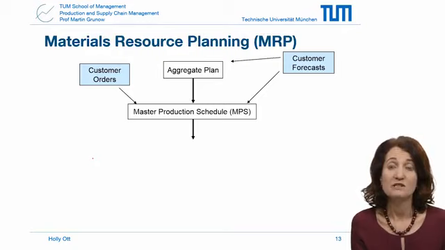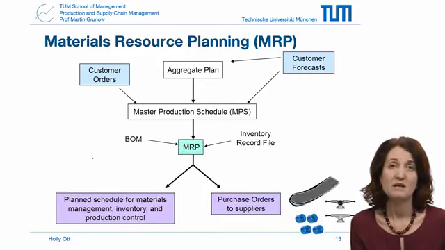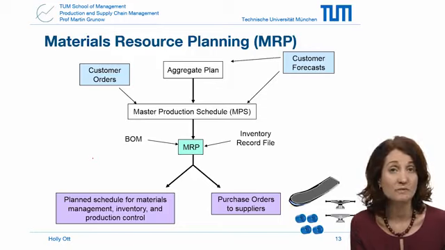From the master production schedule, we can finally decide what materials need to be ordered and when, and this is the role of material resource planning, or MRP. Material resource planning takes the master schedule and develops a detailed timetable for ordering the bill of materials, or the BOM, the items that go into making the product as we showed.